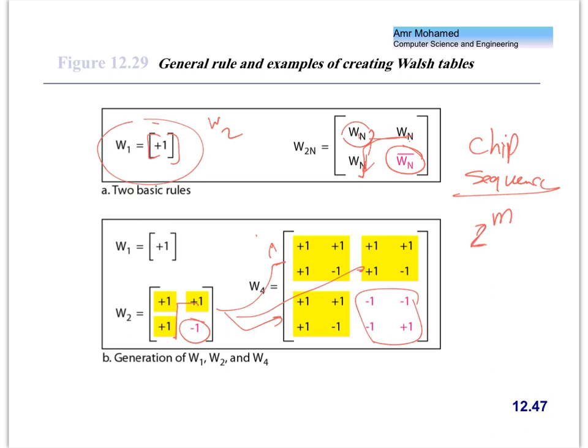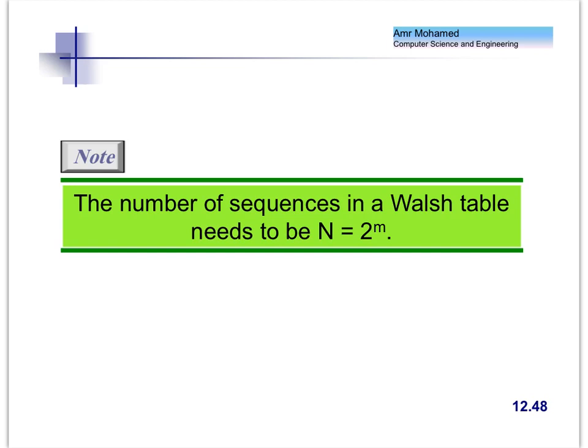and the codes in this Walsh table always fulfill the 2 conditions we talked about: high correlation with itself, and no correlation with any other code. That's it. So the number of sequences in the Walsh table is a power of 2, so it's 2 to the power m.